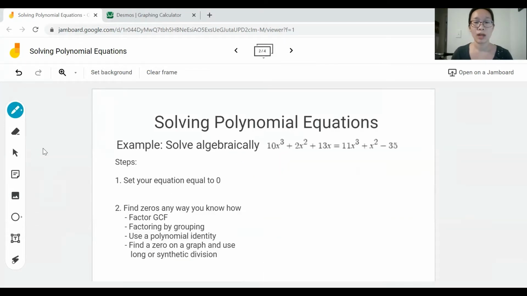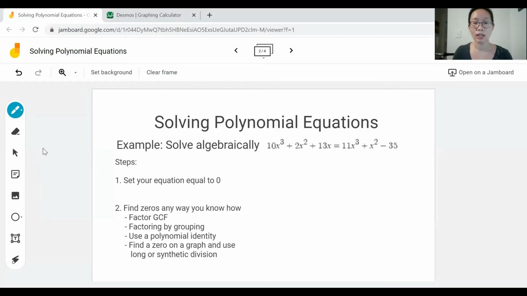In this example, we're asked to solve algebraically this equation: 10x cubed plus 2x squared plus 13x is equal to 11x cubed plus x squared minus 35. When we do this, it's like solving quadratic equations. We're going to set our equation equal to 0, and then we're going to find our zeros. So let's start with step 1, setting our equation to 0.